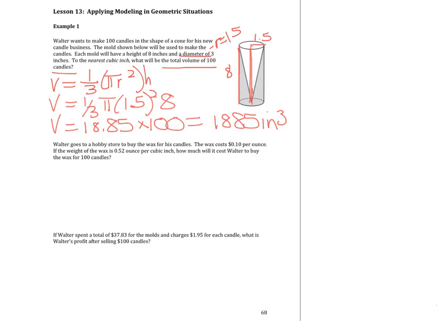So now Walter goes to a hobby store to buy the wax for his candles. The wax costs 10 cents per ounce. If the weight of the wax is 0.52 ounce per cubic inch, how much will it cost Walter to buy the wax for 100 candles?